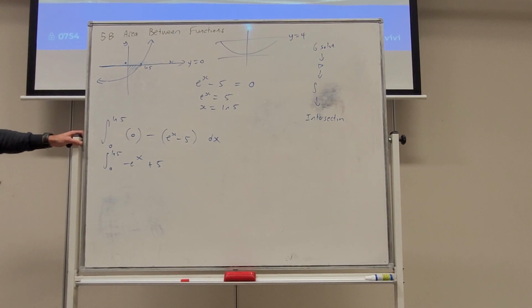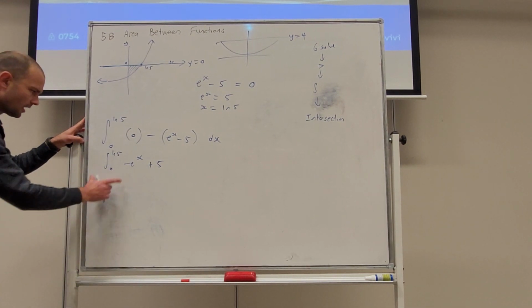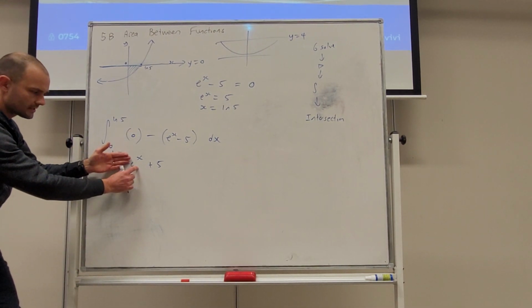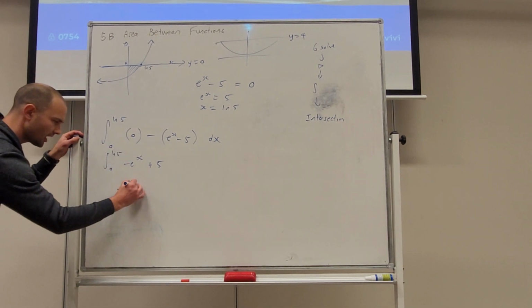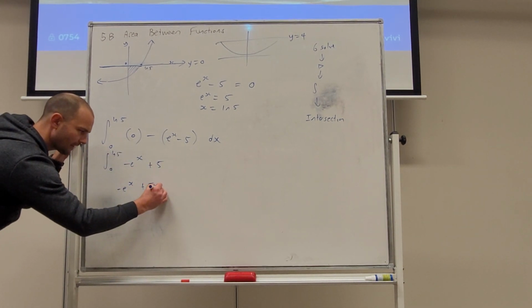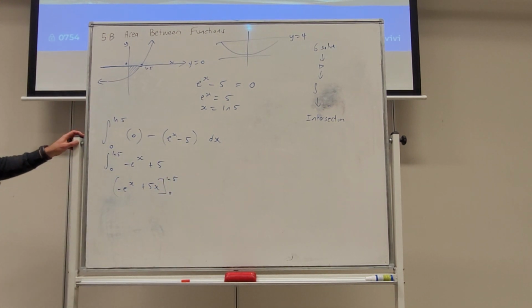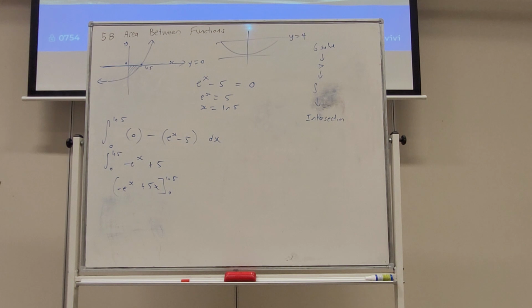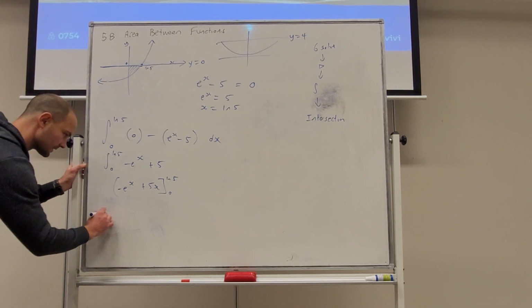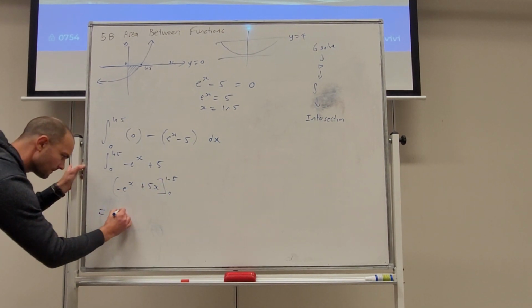So when we integrate this, all right, the integral of e to the x is just e to the x. So that term is not going to change. The integral of 5 is 5x. And we're going from 0 to ln 5. Okay, we're going to find our answer exactly this time, which means we can't just plug it into our calculator and get 3 decimal places. Let's go for it. First ln 5.